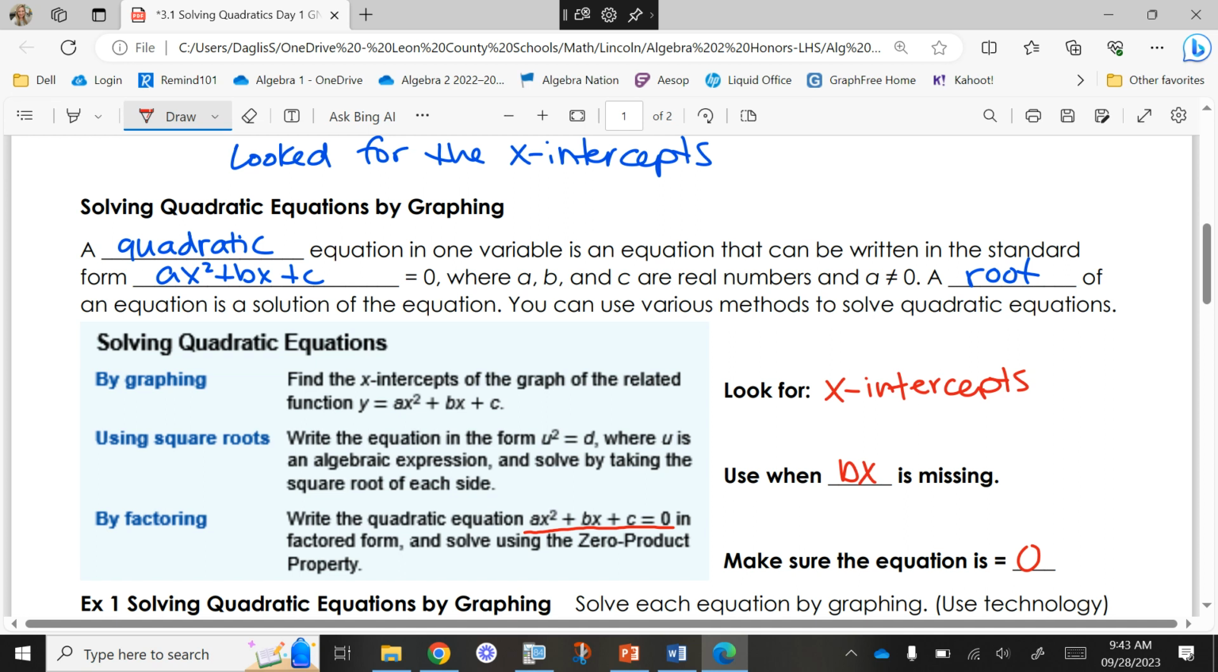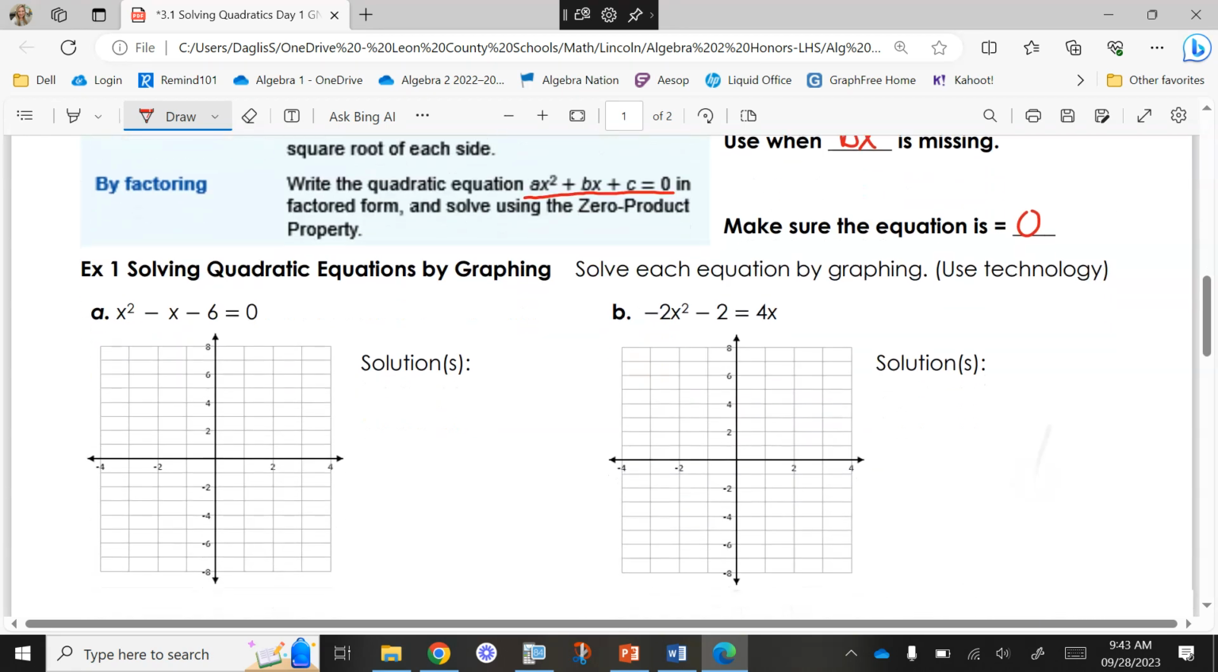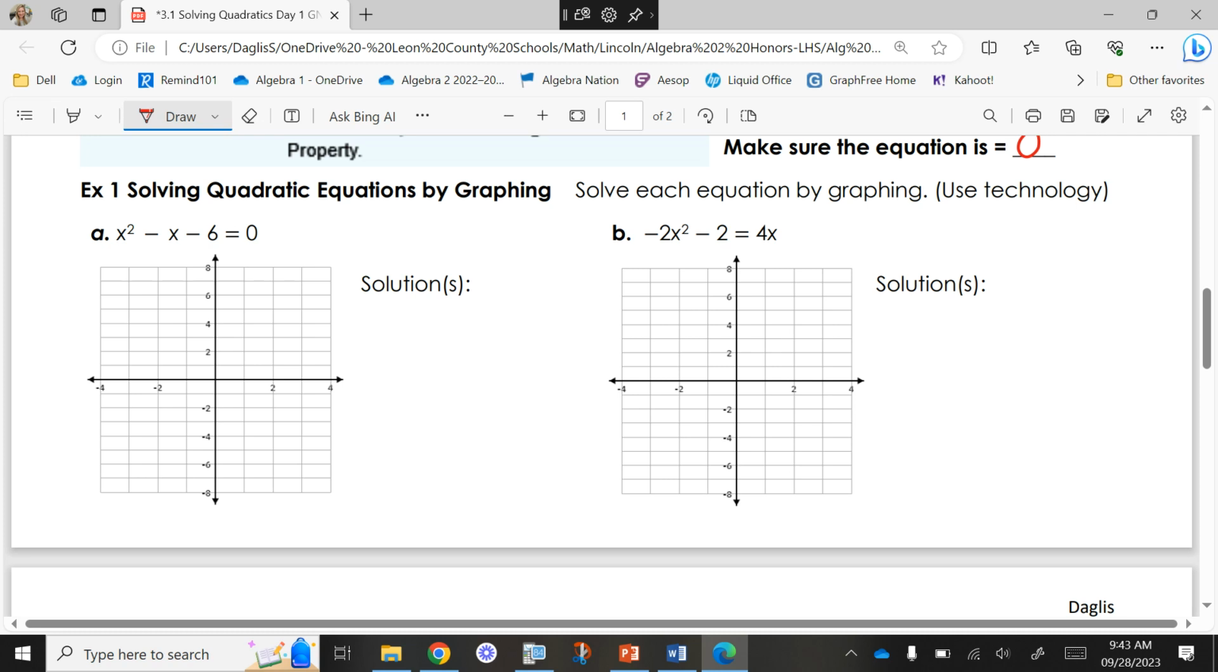Cool. Today's focus is graphing and using square roots. We're going to factor when A is 1 and when A is not 1 tomorrow. I call them basic factoring and slip and slide. Sounds fun, right? It will be.